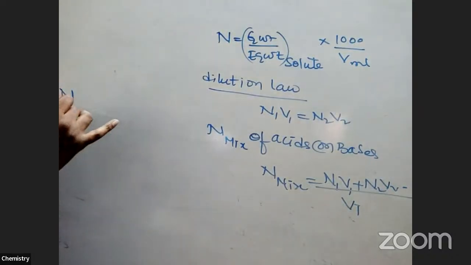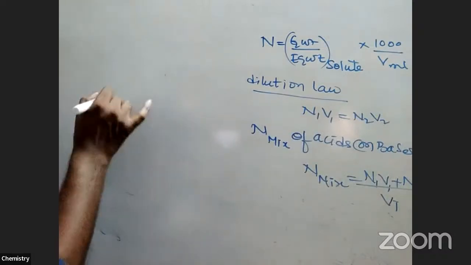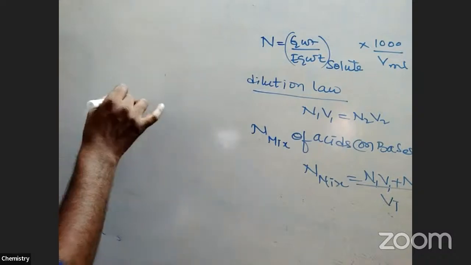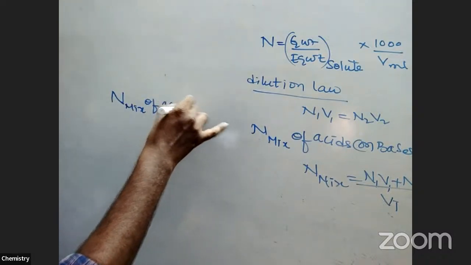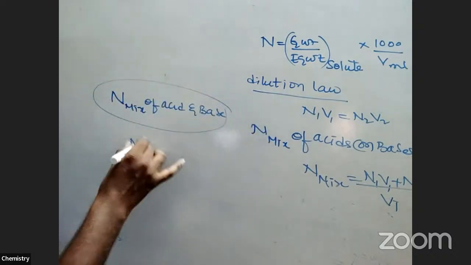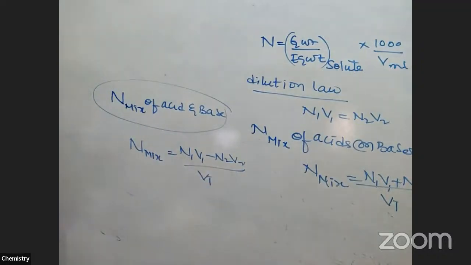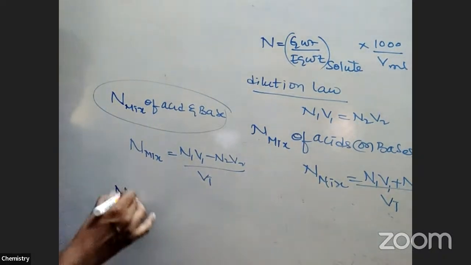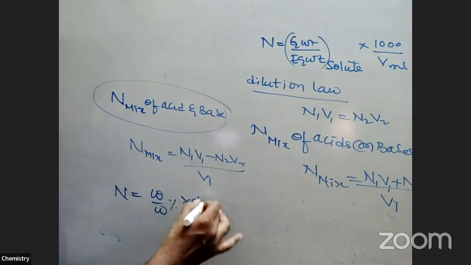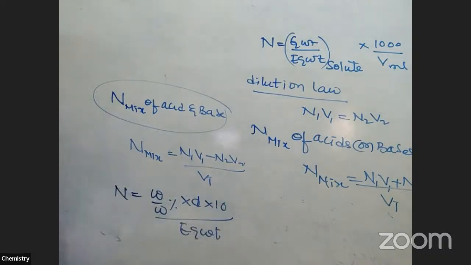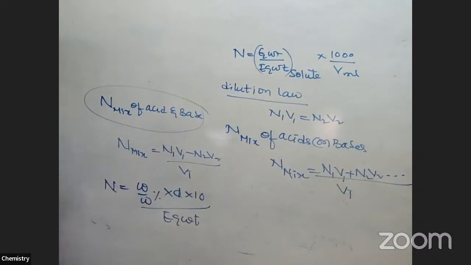Next concept is normality of a mixture of acid and base, which is equal to N1 V1 minus N2 V2 by total volume. N1 V1 indicates the higher value present, which may be acid or base, and the remaining is N2 V2, by total volume V. And normality is also equal to weight by weight percentage into density into 10 by equivalent weight of solute. Use these different formulae to find normality. We will discuss the remaining topics, concentration methods and solutions, in the next class.